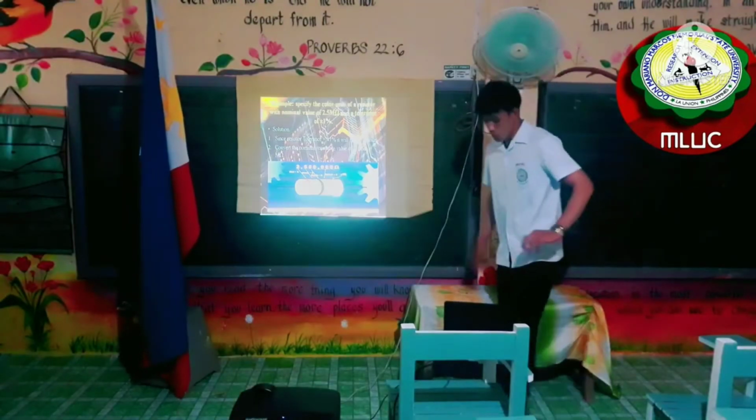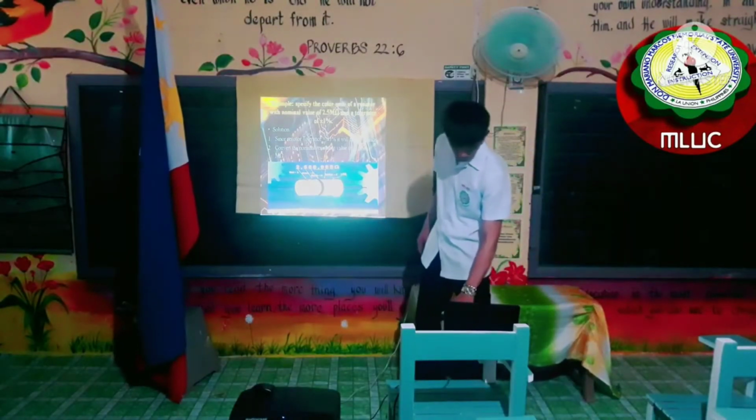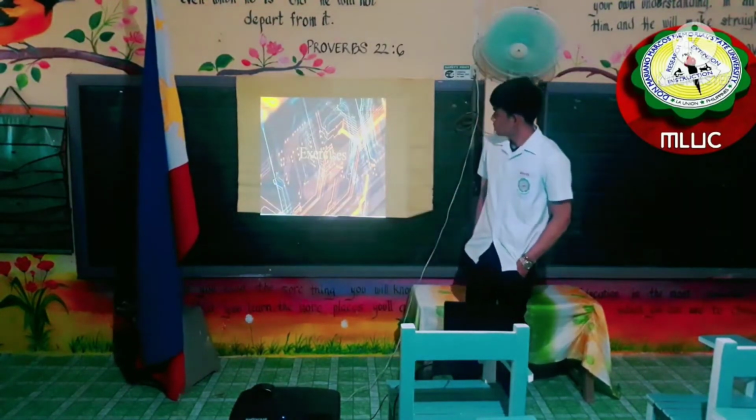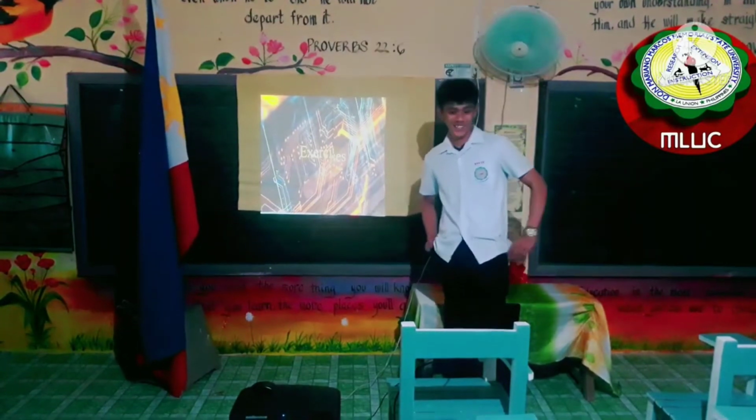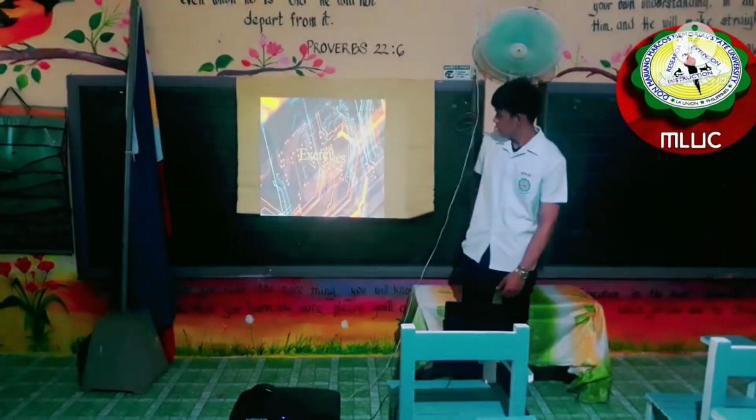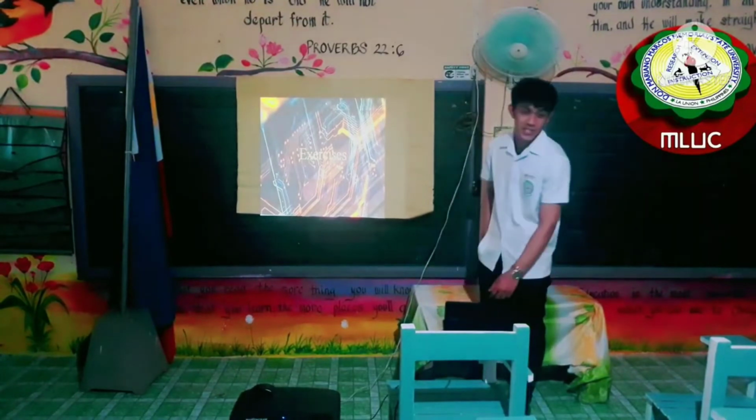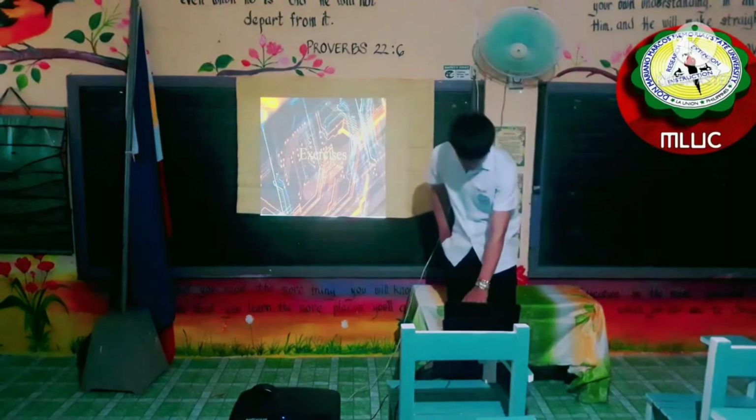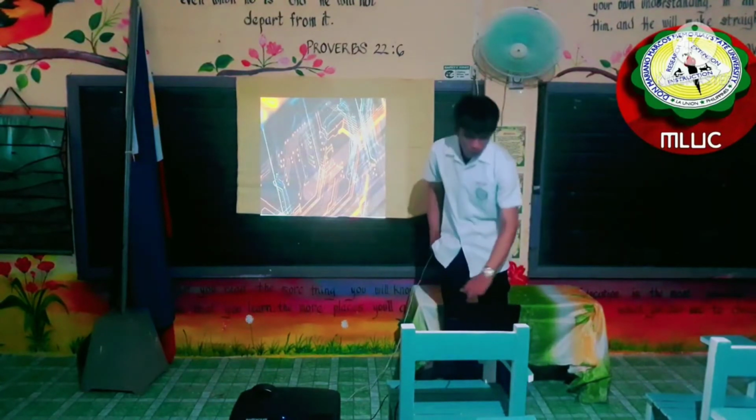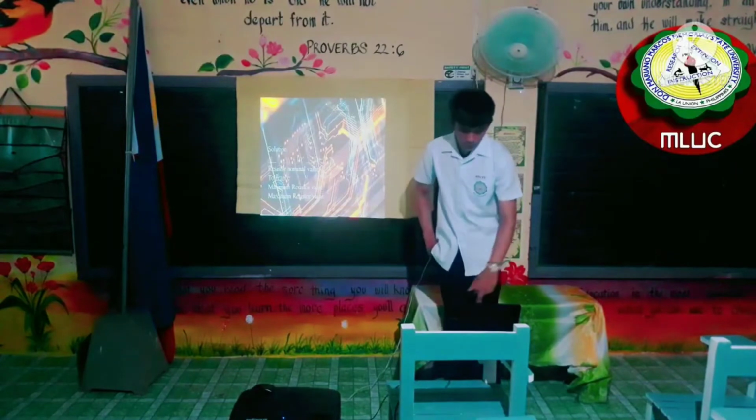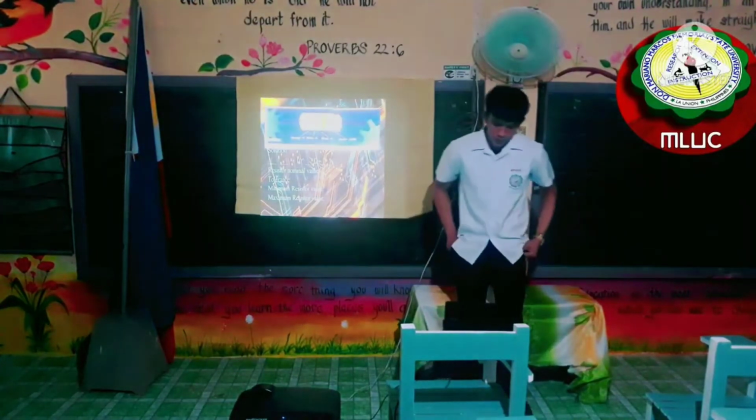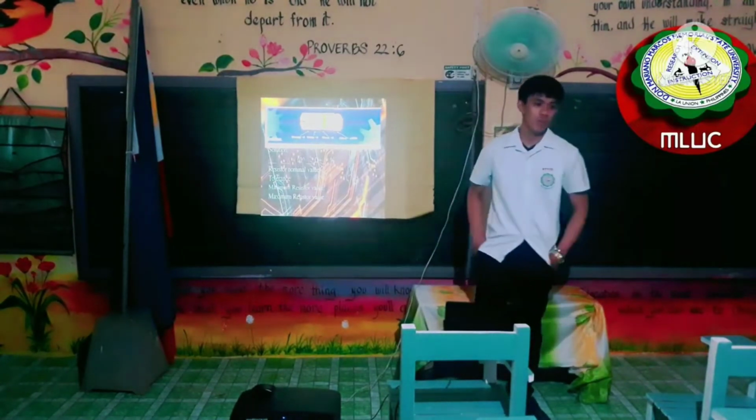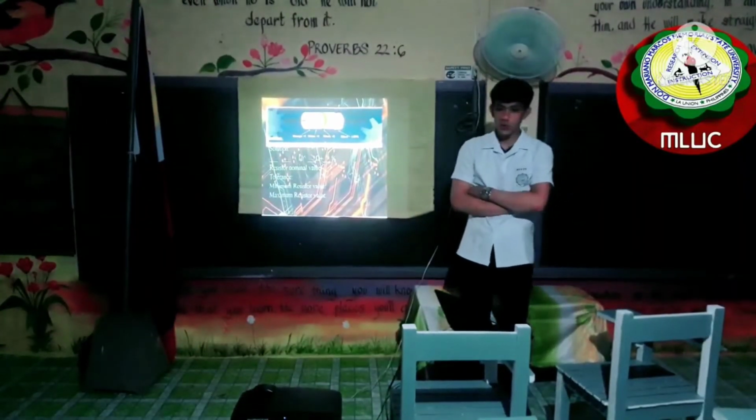So next, we are going to have an exercise. In this exercise, you are going to observe the following pictures and then solve it. Write your answers on a 1/2 crosswise paper. So we are going to solve this one.